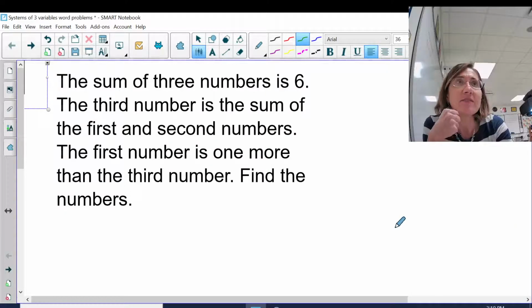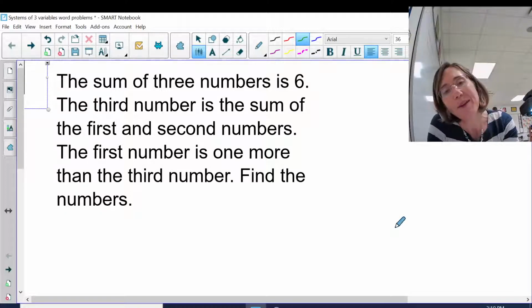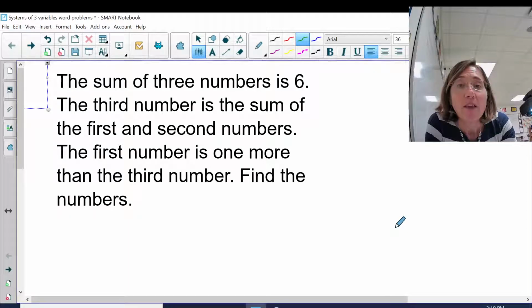So instead of just finding systems of equations with two variables and having two equations, we're going to have systems of equations that have three variables with three equations from the story. So it's getting more involved as you get older here. So let's take a look at this problem here. It says that the sum of three numbers is 6. The third number is the sum of the first and second numbers, and the first number is one more than the third number. Find the numbers.